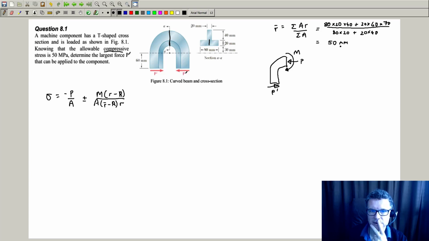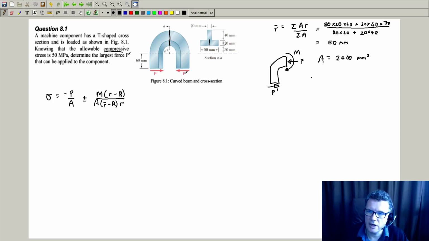So we've found that. So obviously this tells us that we need to find area. That would be useful. So the area will be the sum of all these denominator terms here. So that's what? 80 times 20 plus 20 times 40. Okay, what else?